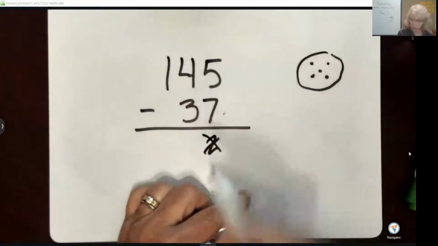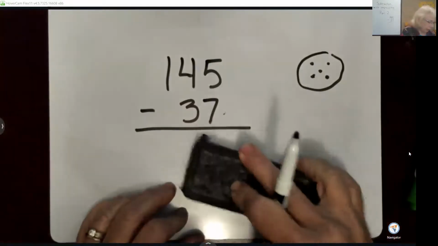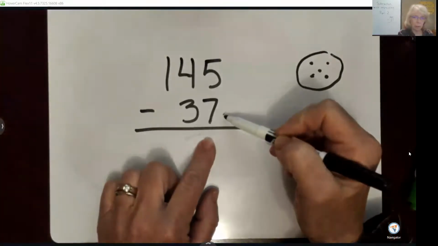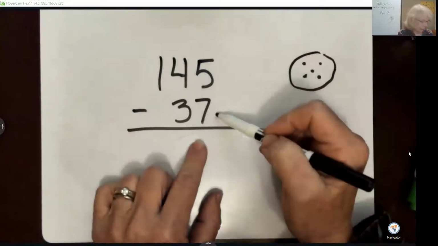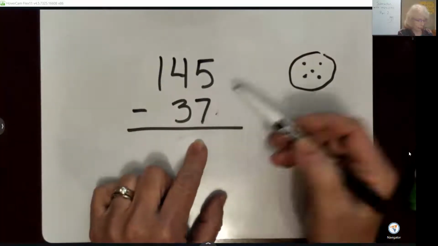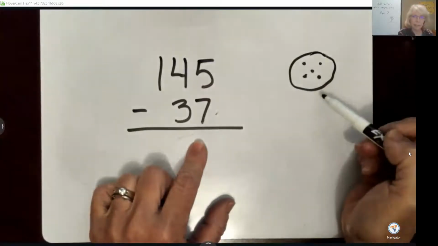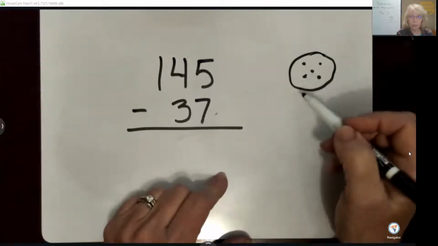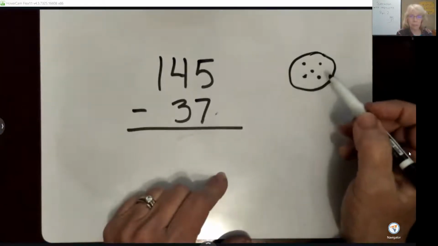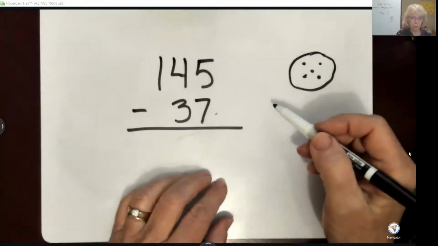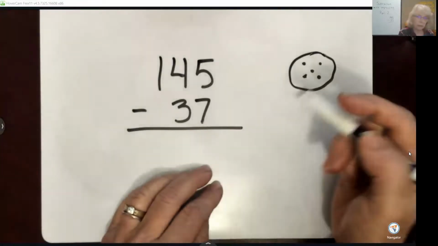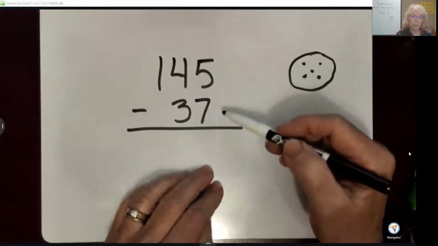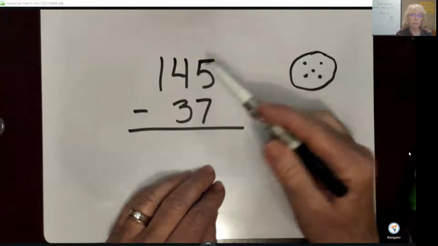Okay, this is where we're already off track, because we need to notice that if our top number is smaller than our bottom number, we can't take 7 away from 5, for instance. If I have 5 cookies over here and I say take away 7, I can't do that. As you get into more advanced mathematics, we get to something called negative numbers, which is another whole concept. But for right now, we're just going to go with the idea that the top number needs to be larger in order to continue with this subtraction problem, or we need to regroup.